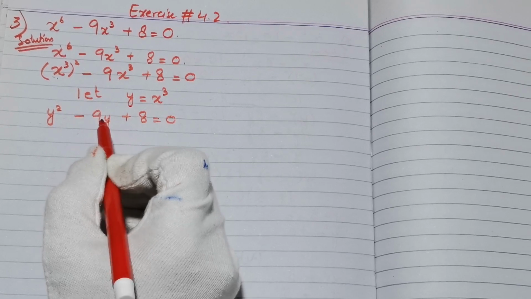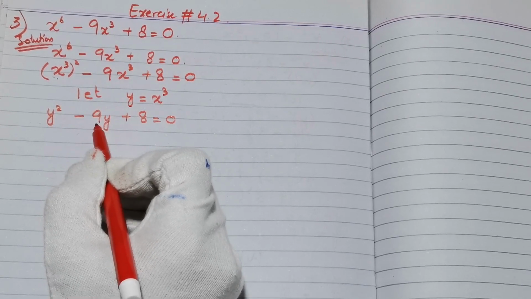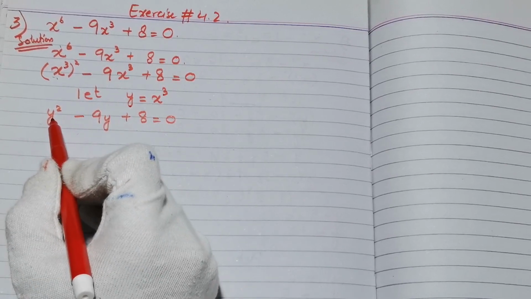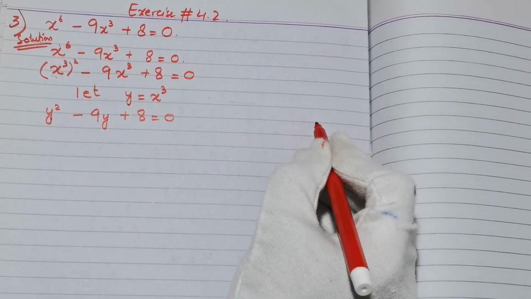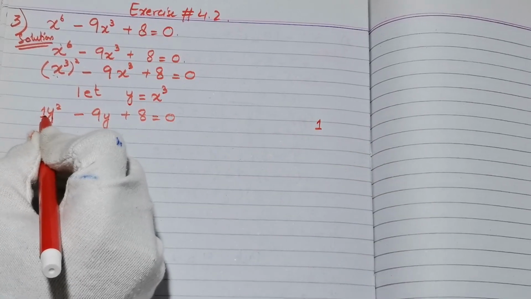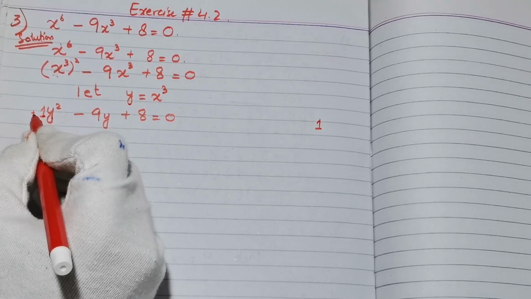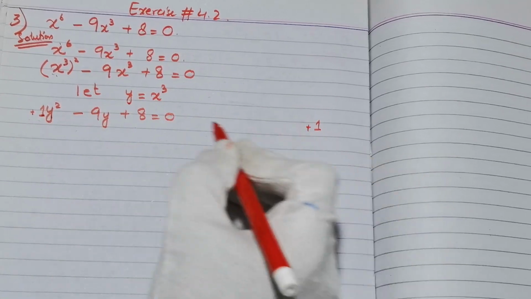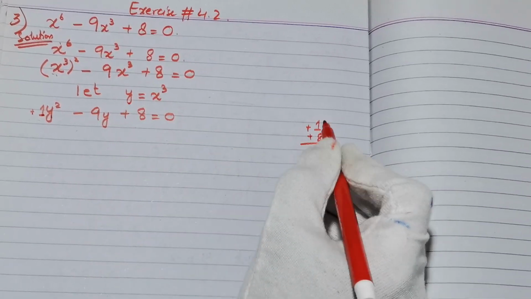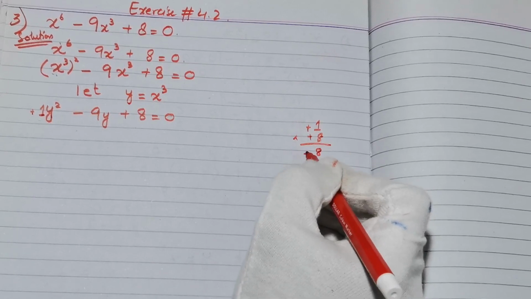Now we can break the middle term. And how can we break? First of all, we take the coefficient of y squared, which is 1. When there is no coefficient, we always write 1, and when there is no sign, we always put a positive sign. So plus 1, and the constant is plus 8. We multiply both terms: 8 ones are 8, plus plus plus.